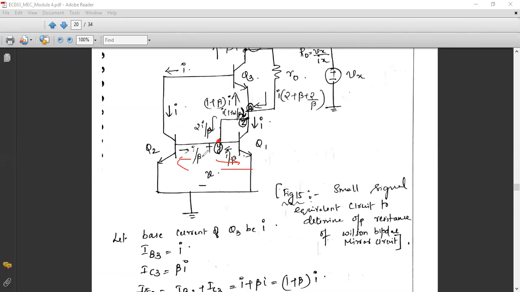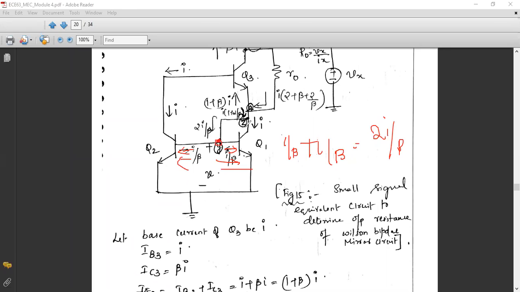Now, if you take this particular node, these two currents are the leaving currents, right? And they are identical, which is I by beta. So the incoming current to this particular node Y will be the sum of the two outgoing currents, which is nothing but I by beta plus I by beta, which is equal to 2I by beta. So this is the current which is entering node Y from node Z.